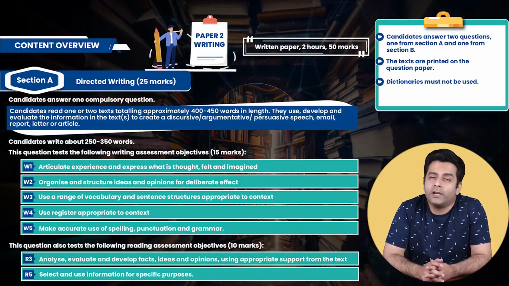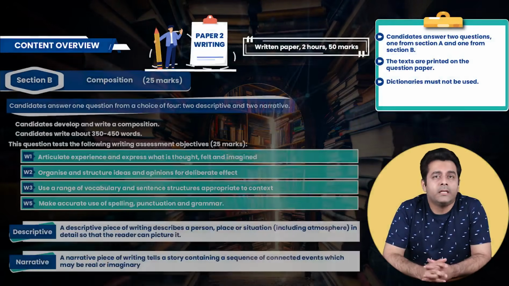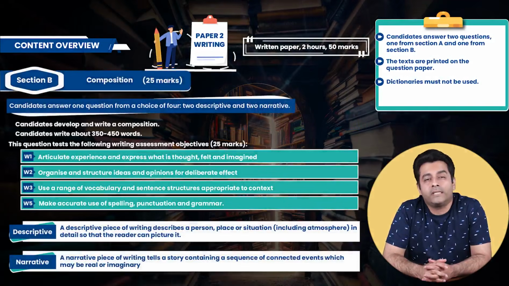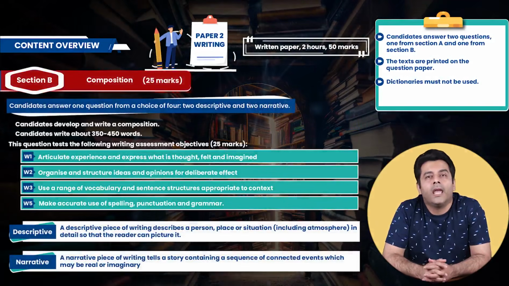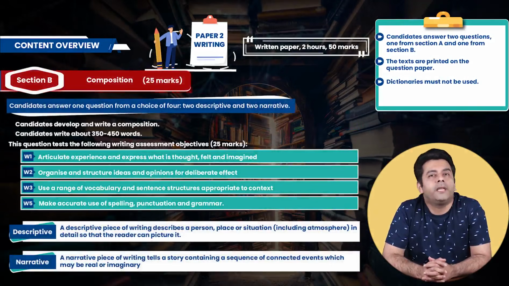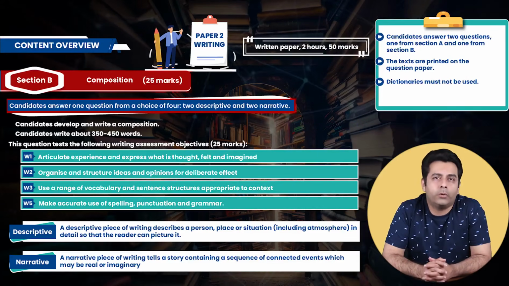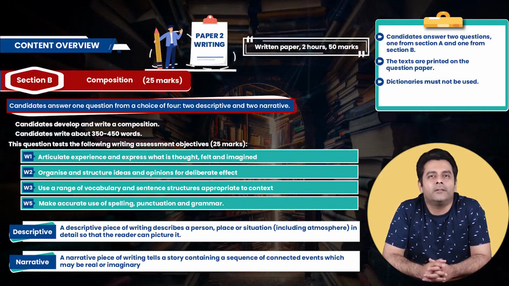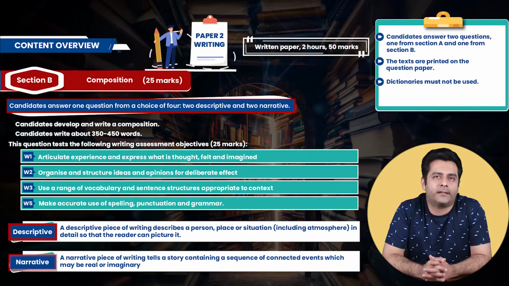Now, the last part of today's lecture is section B of paper number 2, which is the composition section. In the composition section, we would be given 4 topics, 2 for descriptive and 2 for narrative. That means here you have a lot of choice. You can pick any one. Either you can go with the descriptive or you can go with the narrative.